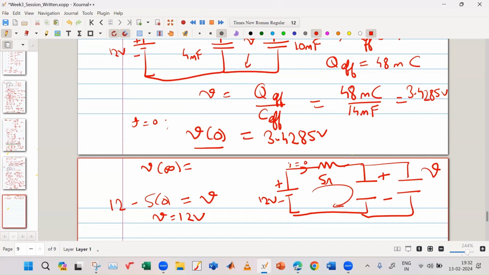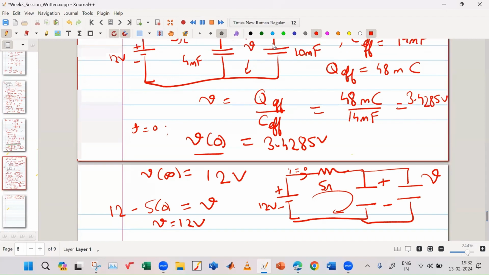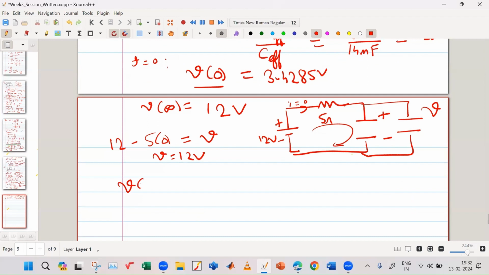Yes, sir. So we have established that the voltage V is equal to 12 volt. So this is my final voltage. The final voltage is 12 volt. All right. Now, as we have done for the inductor, we have found a generalized equation. We can apply that equation. We say V of t is equal to V of infinity plus the bracket V of 0 minus V of infinity, into e raised to minus t by RC.